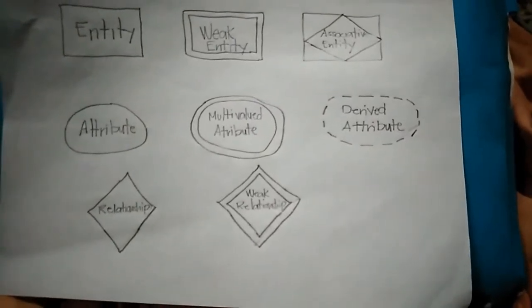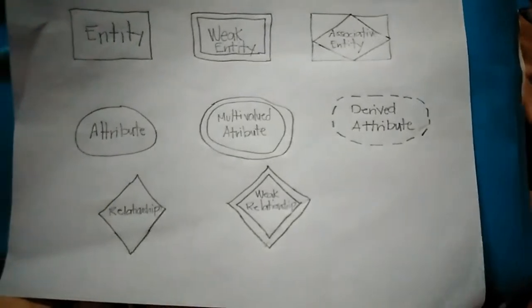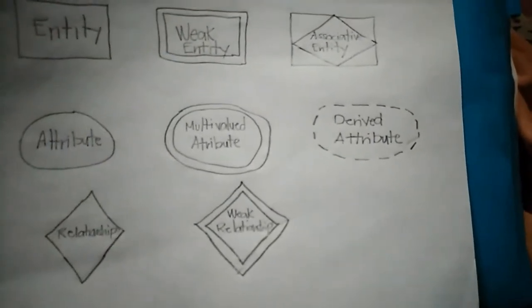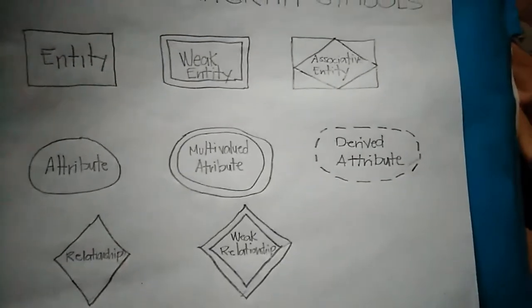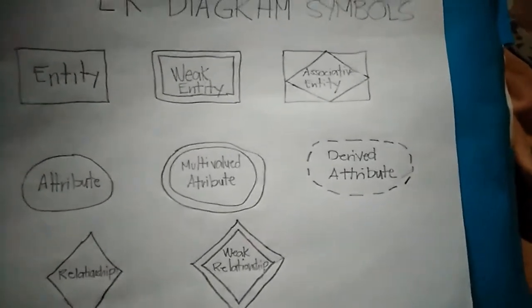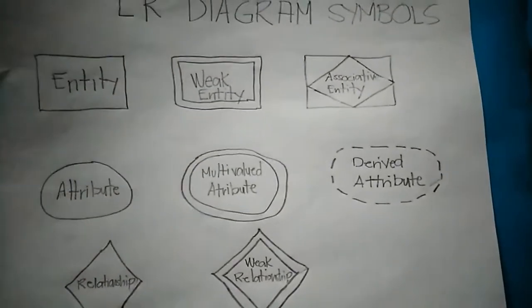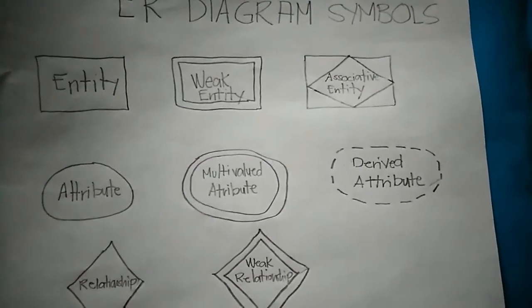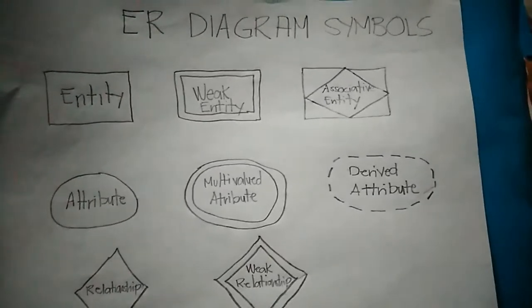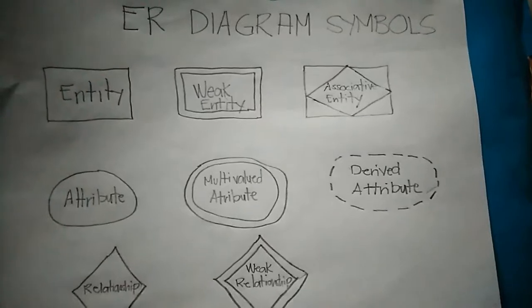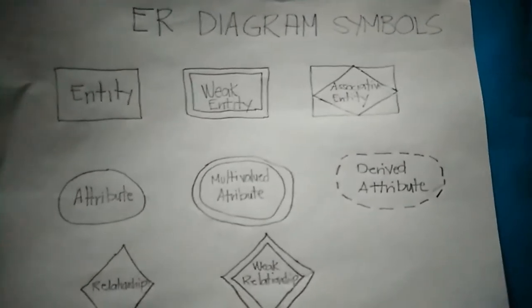The next one is the multi-valued attribute. If an attribute can have more than one value, it is called a multi-valued attribute. It is important to note that this is different to an attribute having its own attributes. Then, the derived attribute, an attribute based on another attribute. This is found very rarely in ER diagrams.